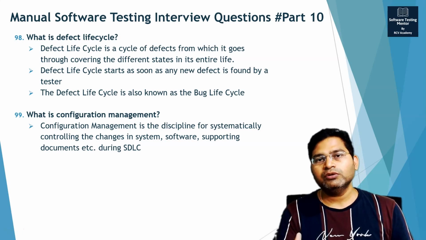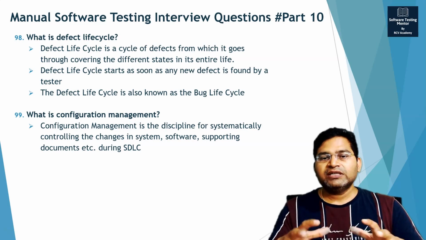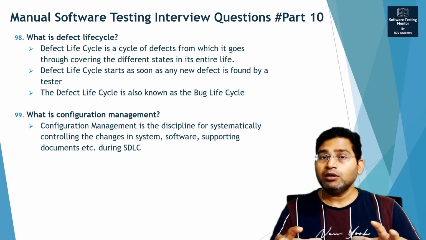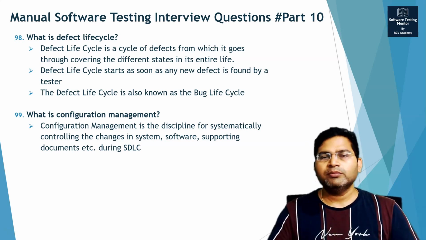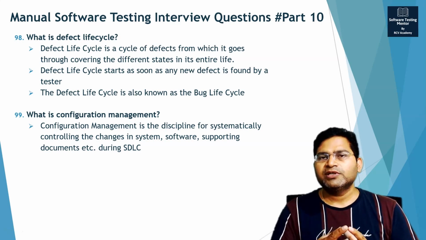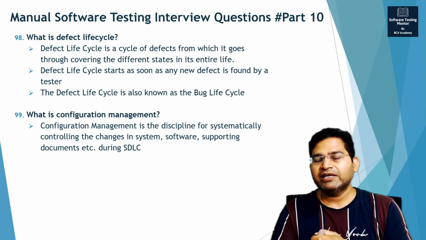So version control is one aspect of configuration management. Okay. So configuration management, if somebody asks, it's an umbrella term. It's a discipline overall to manage the changes in system, software, documents, anything. Okay. And there are many configuration management tools, for example, Ansible, Chef, right? And then you have Git, Bitbucket.